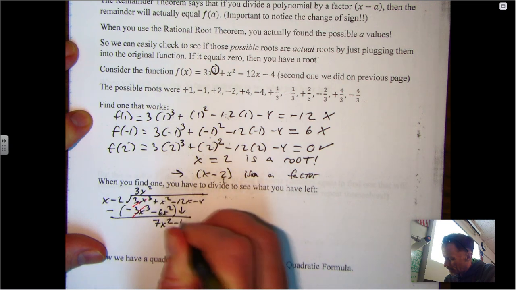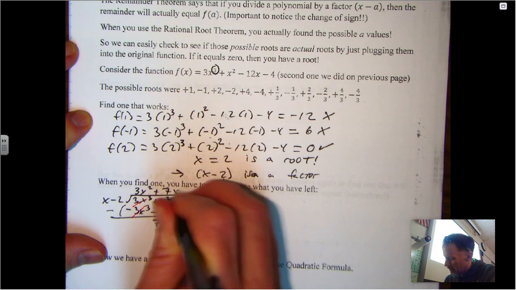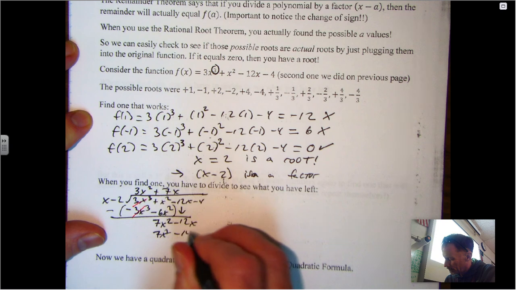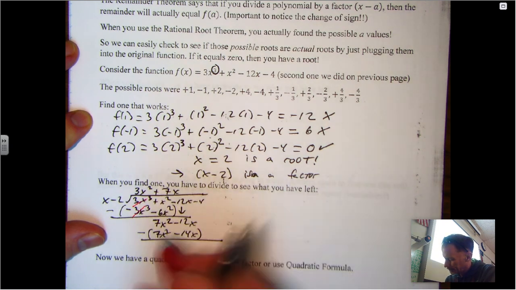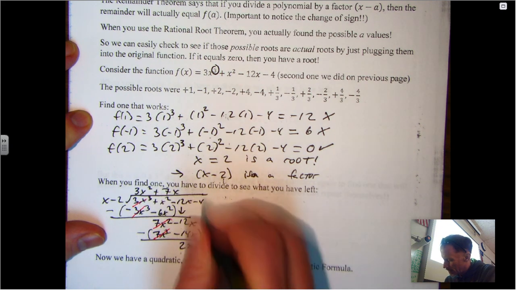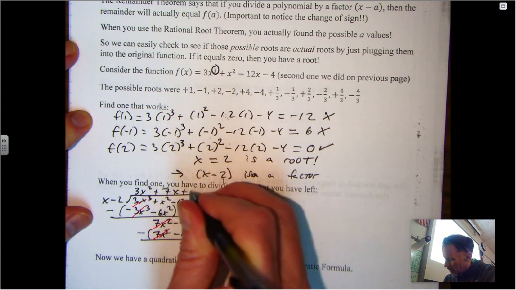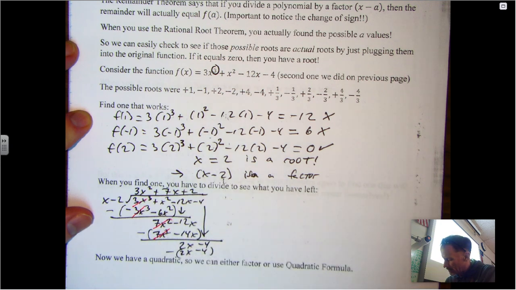And it comes straight down. Same thing. So plus 7x. Distribute. Change the sign. Bring that straight down. We multiply by 2. Again, distribute. And sure enough, happy days.